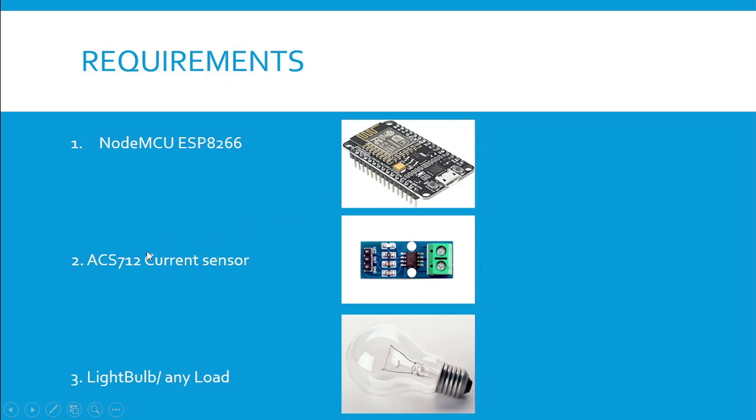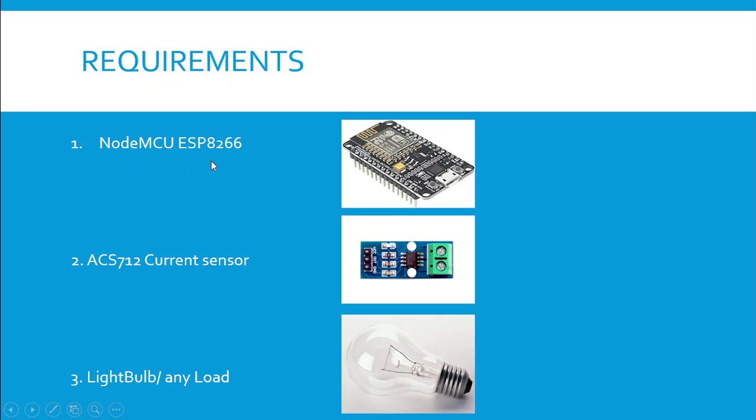The second requirement is the ACS712 current sensor. This is the current sensor which we are using to measure the current, and this sensor uses the Hall effect for detecting the current. The third requirement is a light bulb or any kind of load. In this project I am using a light bulb, and you can also use any load.